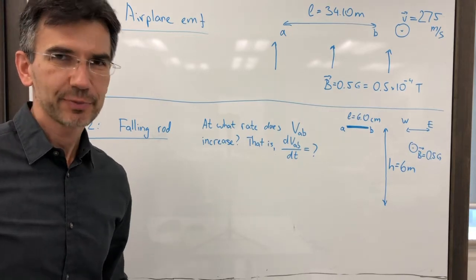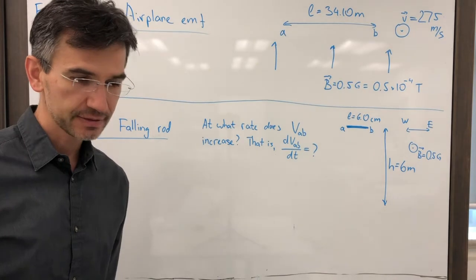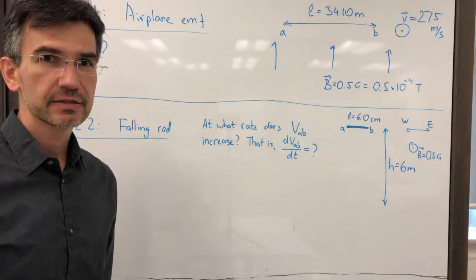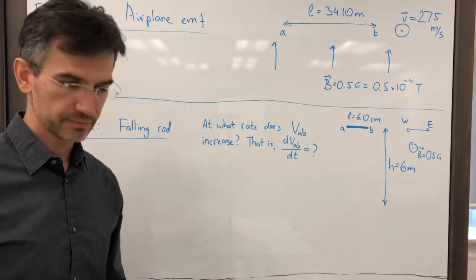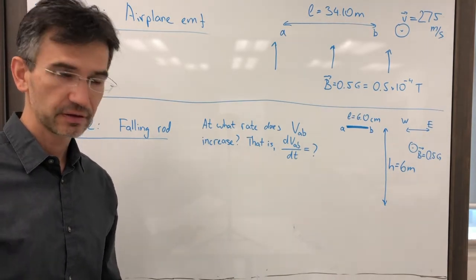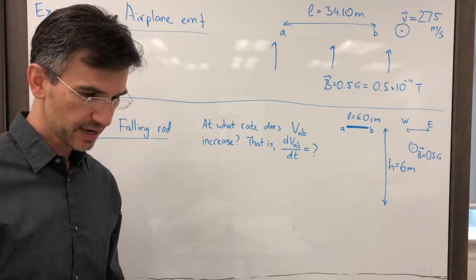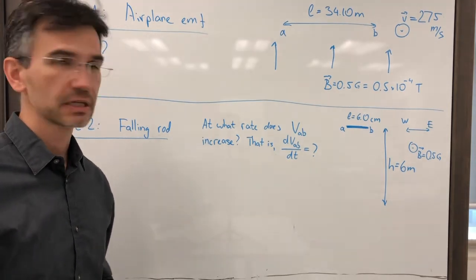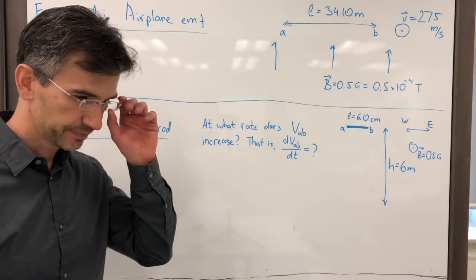We'll do two examples here from the motional EMF lessons. The first one is of the airplane flying to Mexico. So figure out what the EMF that develops across the airplane's wings is. And the second one is that of a falling rod in Earth's gravitational field. Actually, both are in Earth's gravitational field.